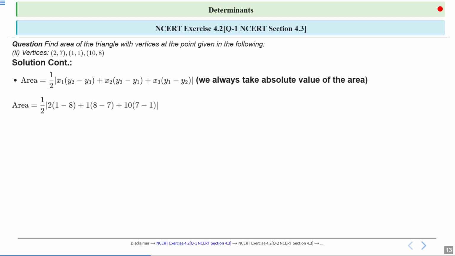minus y2). So when we plug the values into this formula, we get 1 by 2 mod 2 into (1 minus 8) plus 1 into (8 minus 7) plus 10 into (7 minus 1). So just simplify it, we get 1 by 2 mod 2 into minus 7 plus 1 into 1 plus 10 into 6. So we get 1 by 2 into 2 into minus 7, that is minus 14, plus 1 into 1, that is 1, and 10 into 6, that is 60. Just do a normal calculation, we get 47 by 2. That is the area of the triangle.